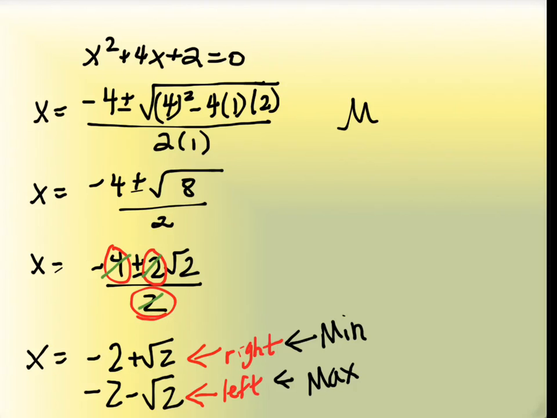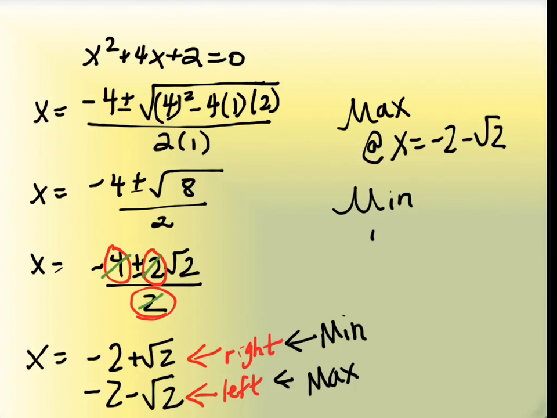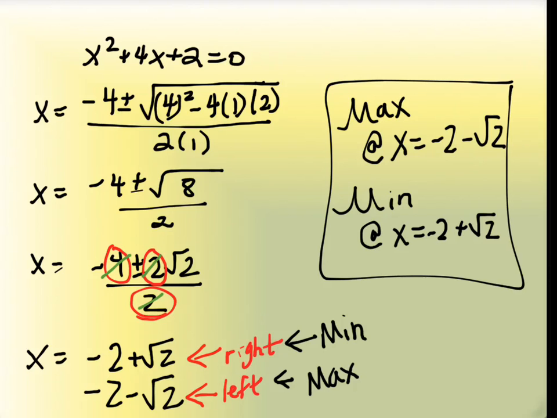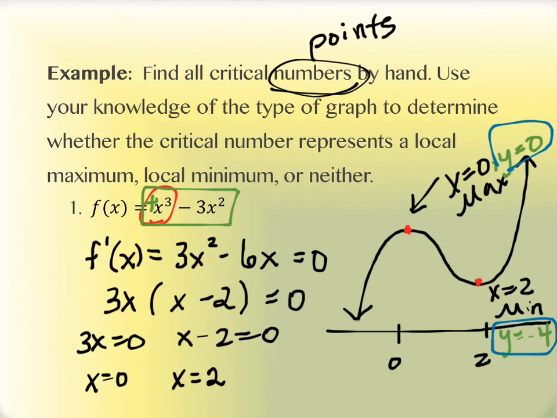We could plug those numbers back into the original function and find the corresponding output value. So my maximum, or my local max or relative max, is at x equals negative 2 minus the square root of 2. And the minimum, local or relative, is at x equals negative 2 plus the square root of 2. So this is my answer right here. And on the last one, I don't think I marked that, but let me go back and mark it for us here. The answer is that the maximum is at x equals 0, and the minimum was at x equals 2. That was my answer on that one.